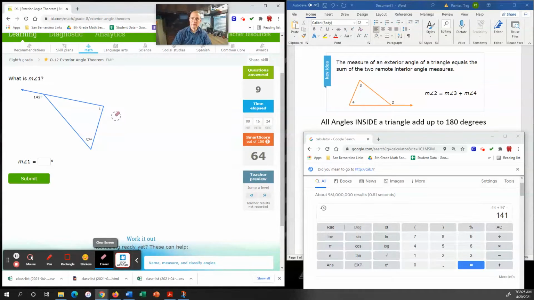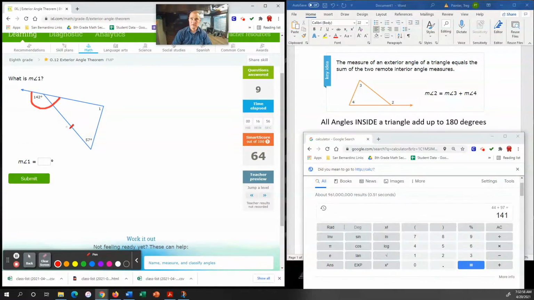All right, next one. Be careful on this one. Notice that angle 1 is on the inside of the triangle, not on the outside. So what we're going to use is the supplementary angle theorem first. Now another way too is if 142 is equal to 57 plus the measure of angle 1, we should be able to actually subtract the 57 degrees from the 142.